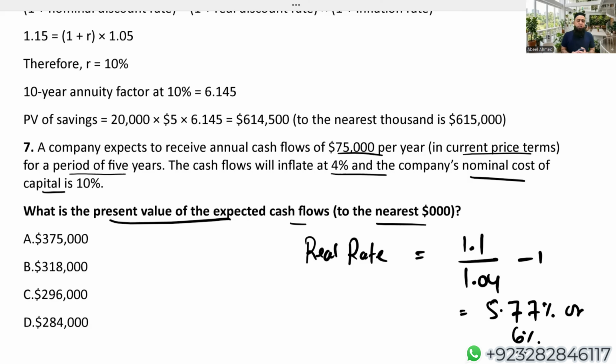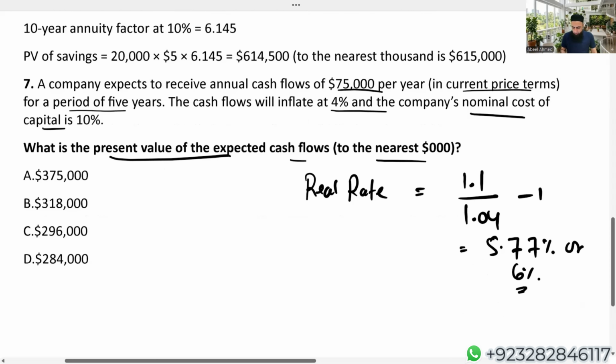Why 6%? We can calculate the present value by using the discount rate, as well as by using the annuity factor. You will have an annuity table in the exam as well. Otherwise, here comes the annuity formula. Because every year we'll be getting the 75,000, if you're getting the same annual cash flow for a certain number of years, that is simply an annuity. For calculating its present value, you can simply use the annuity factor.